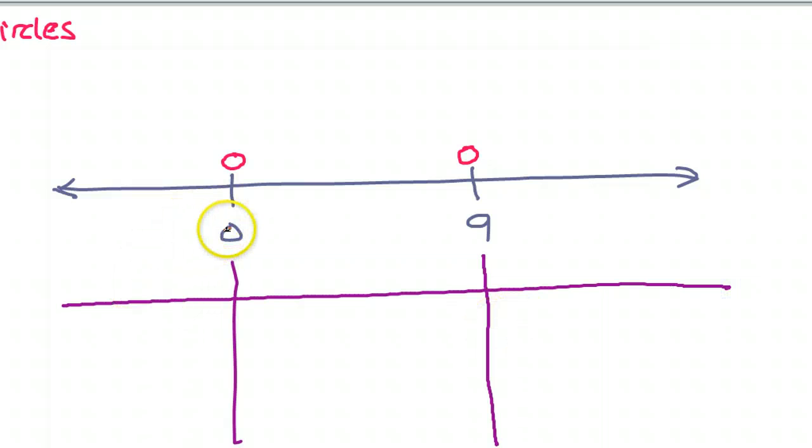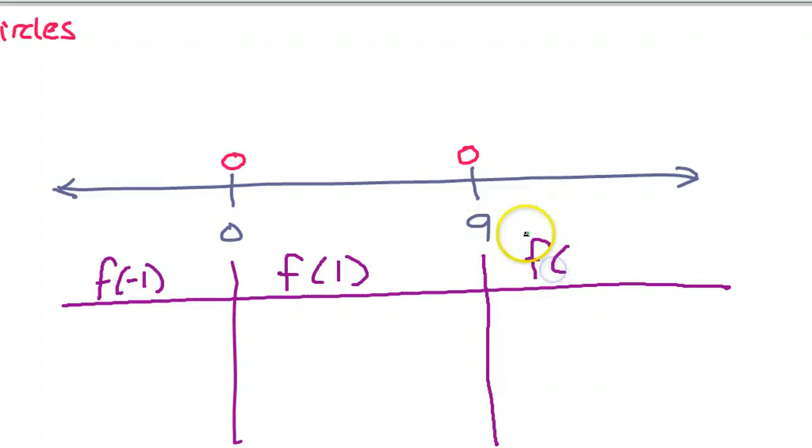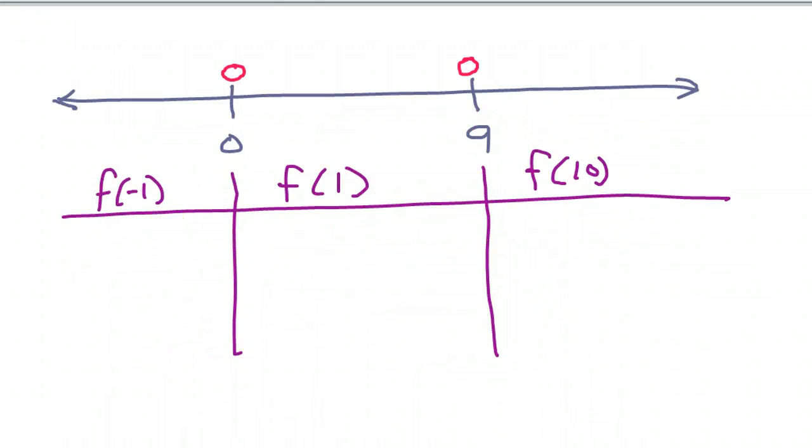So over here to the left of 0, let's take a look at the value of the function at -1. Between 0 and 9, why not just use the value of the function at 1? But you could use 2, 3, 4, 5, 6, 7, 8, even a decimal if you want to. It really doesn't matter. And here I'm going to use f at 10. I just needed something bigger than 9. So I'm going to test each one of these values.